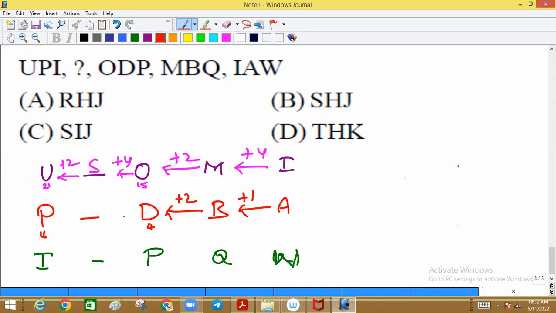12 is the difference. If 12 is the difference, I can write plus 4 and plus 8, because 12 is the difference, right? Plus 4 and plus 8. So D plus 4, H. H plus 8, P. Perfect.